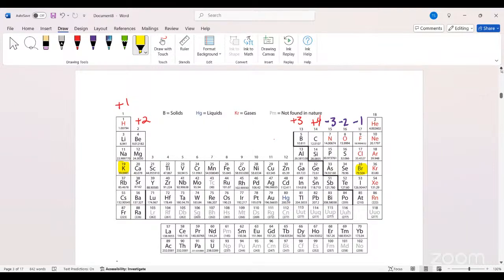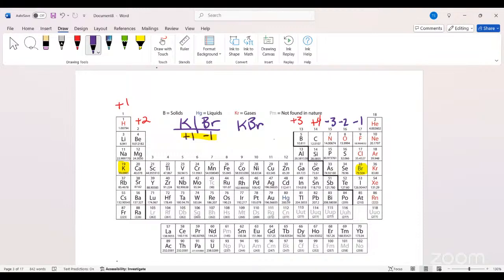Tell me, what's the formula going to be with potassium and bromine? Okay, you guys are doing good. Yep. They both have 1s, but the 1s are going to cancel out. So you're going to end up with just simply, yes, KBr. Now, what's the name of this formula? Name this formula.